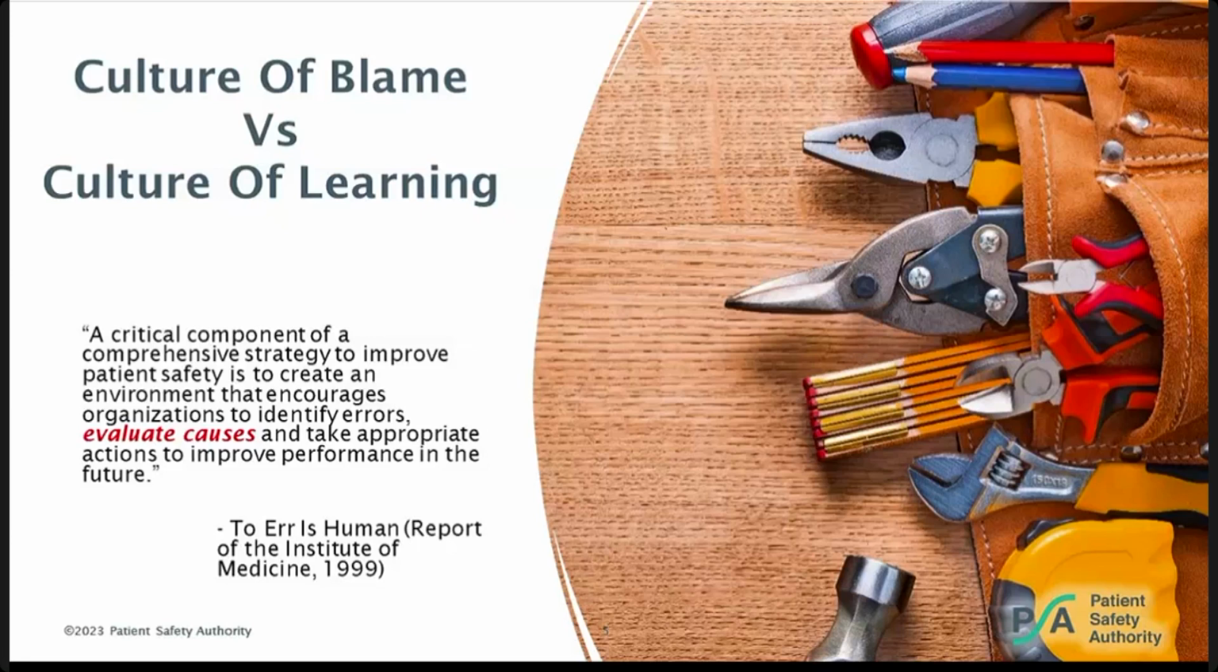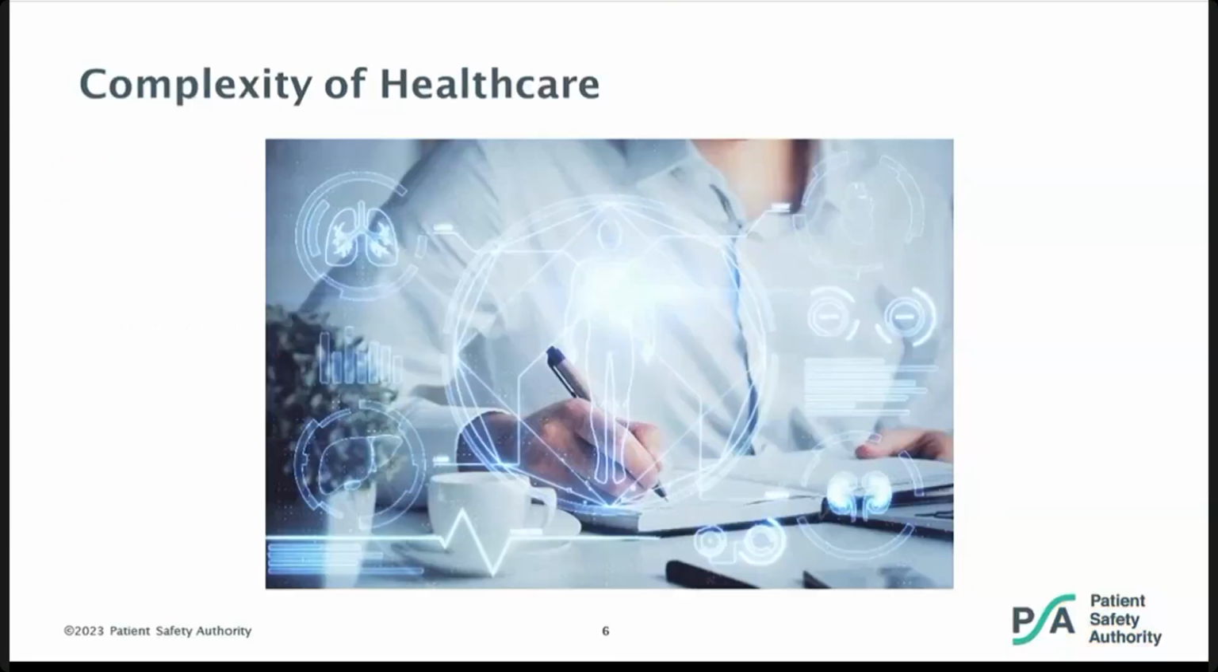So we can identify them, but then we have to learn from them. And how do we learn from something so that we can prevent it? So we can identify the reasons it happened, but if we're not evaluating the causes, then we're kind of stopping short. So that's really the key. It's not just the identifying, but it's the evaluation, the analysis.